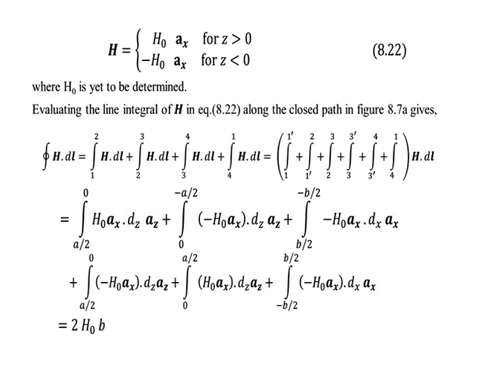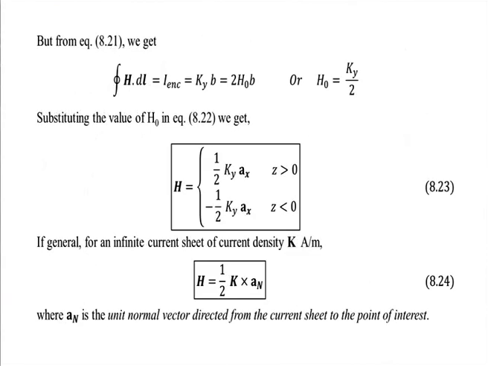Now when we apply Ampere's circuital law to the Amperian path, we get the expression: the closed integral of H dot dl over the complete path is equal to 2 H naught into b. But at the same time, H dot dl is equal to K y into b. When we compare the two expressions, we get the expression for H naught, which is equal to K y by 2.